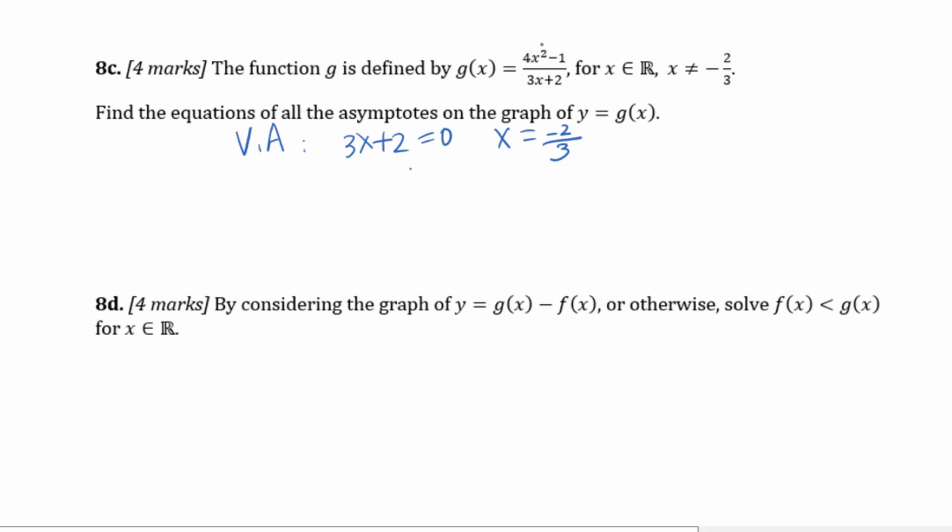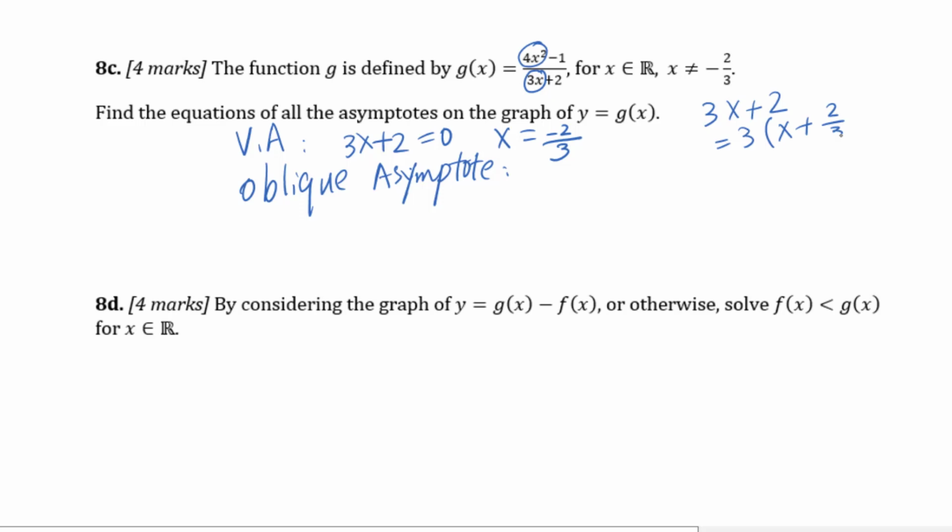Since the numerator degree is 2 and the denominator degree is 1, there will be an oblique asymptote line. 3x plus 2 is a linear factor. We want to use synthetic division. 3x plus 2 we will change into 3 times x plus 2 over 3. And the root is negative 2 over 3.